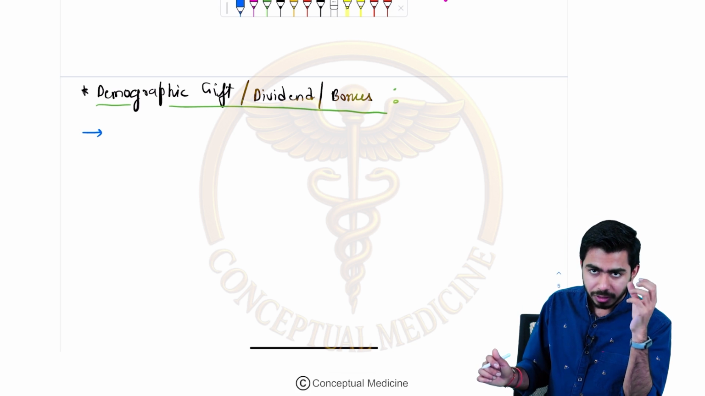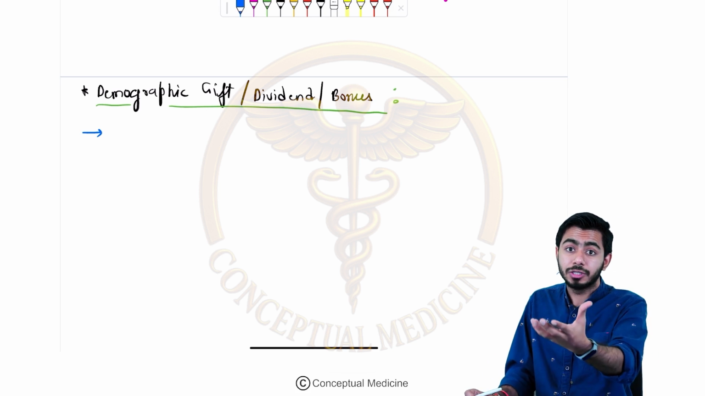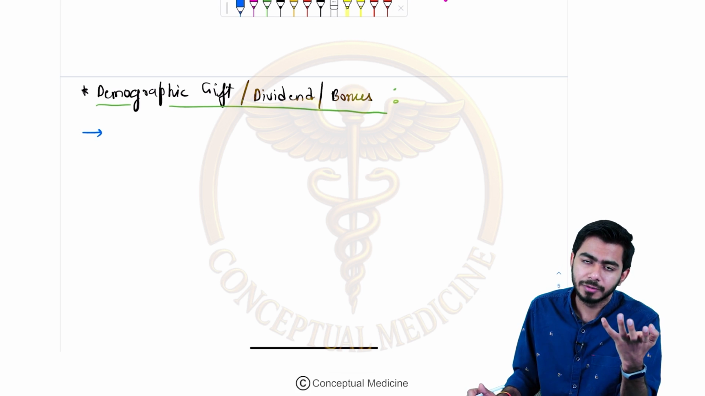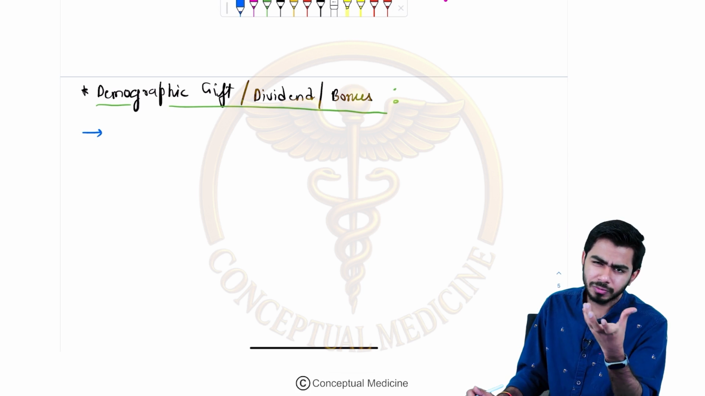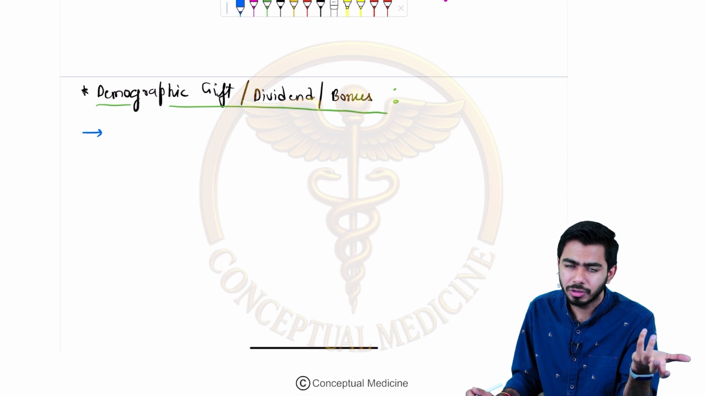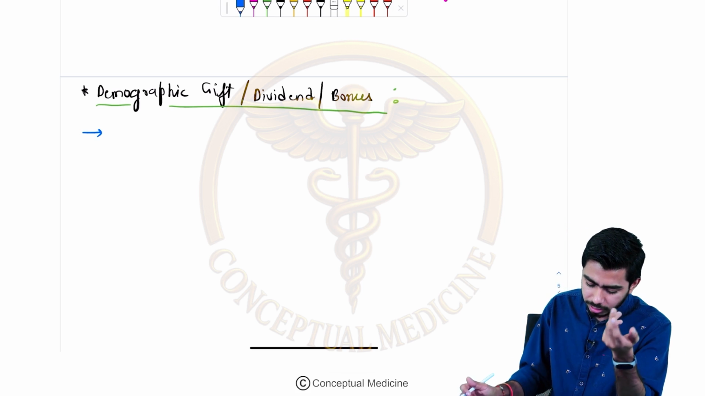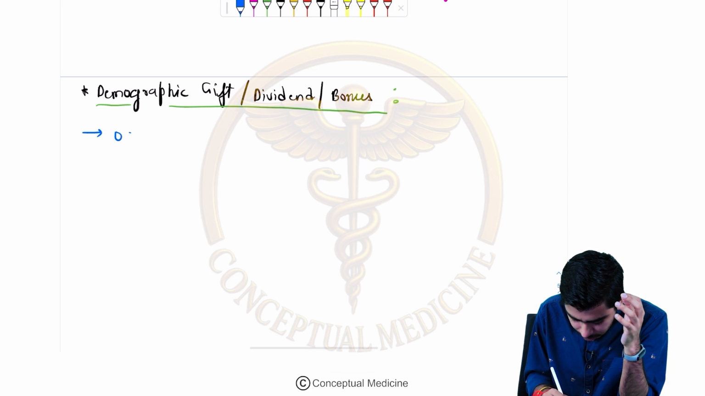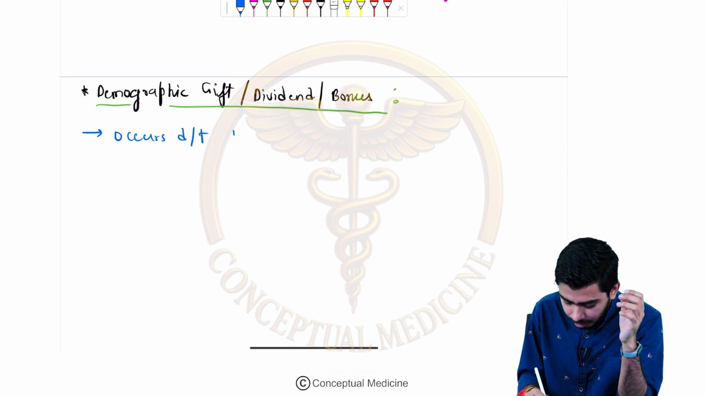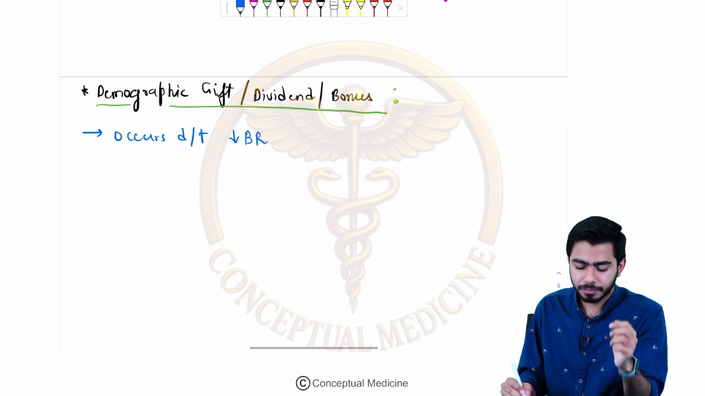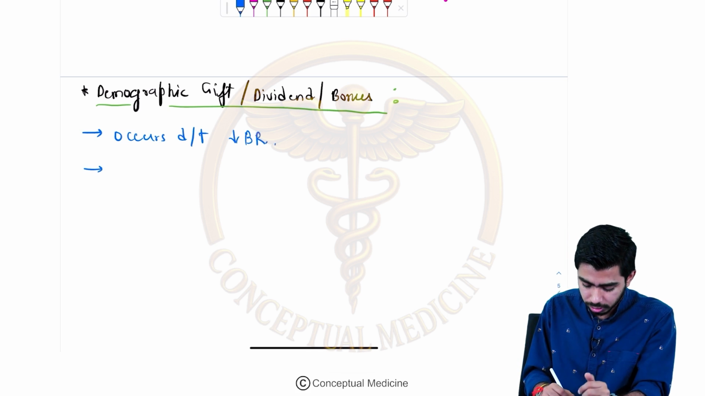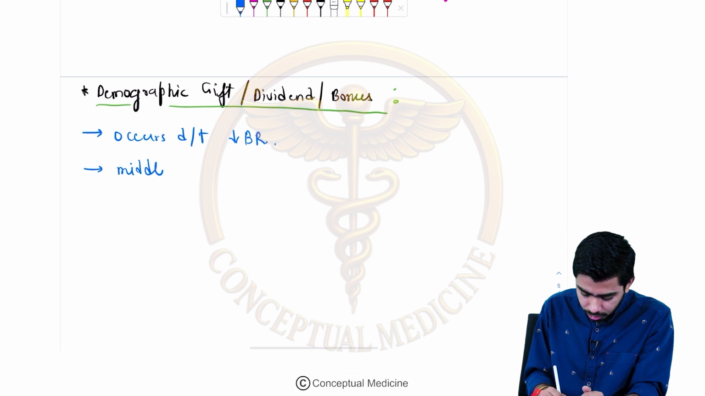So that's why we are talking about a gift. This is a gift to the country, a demographic gift or demographic bonus or demographic dividend. These are all English synonyms only. This usually occurs due to the decrease in the birth rate. Here we are seeing that the middle age population is more in the country.